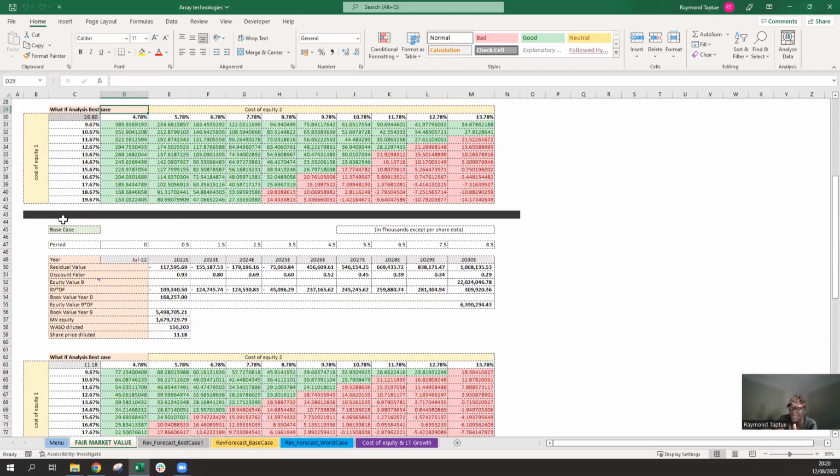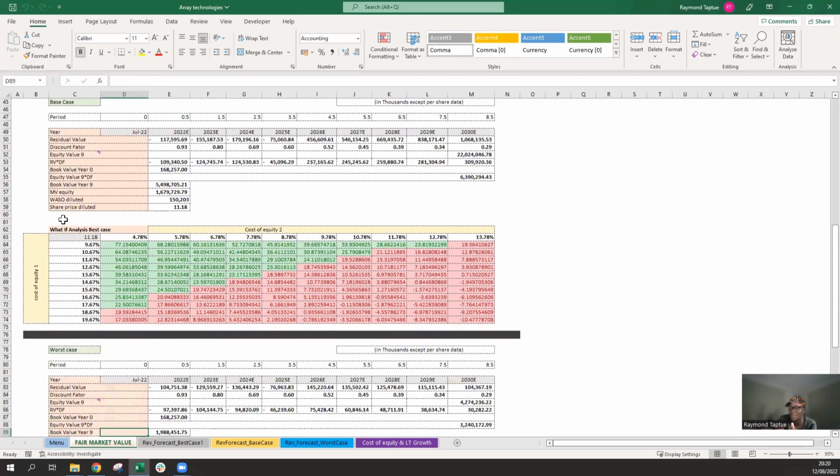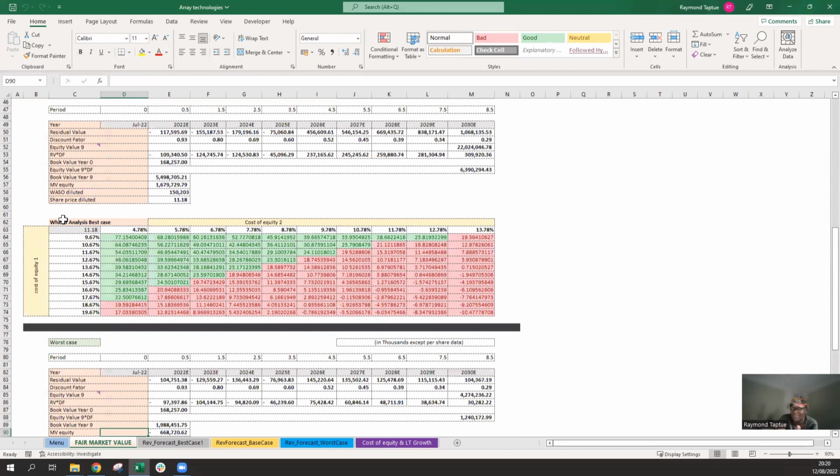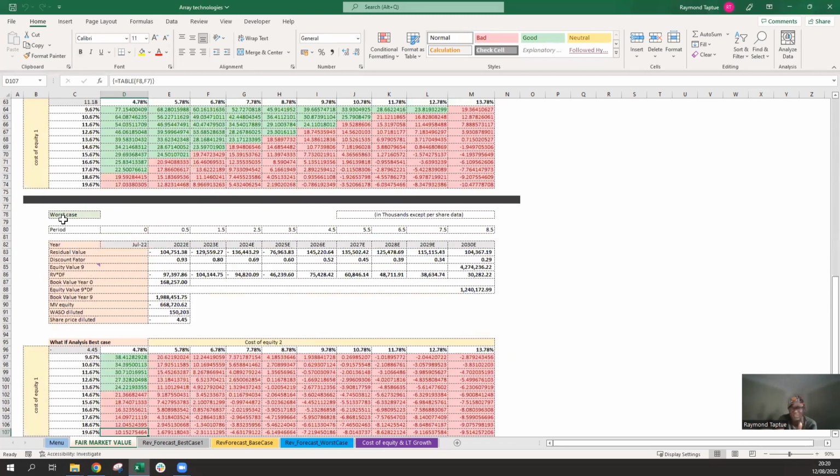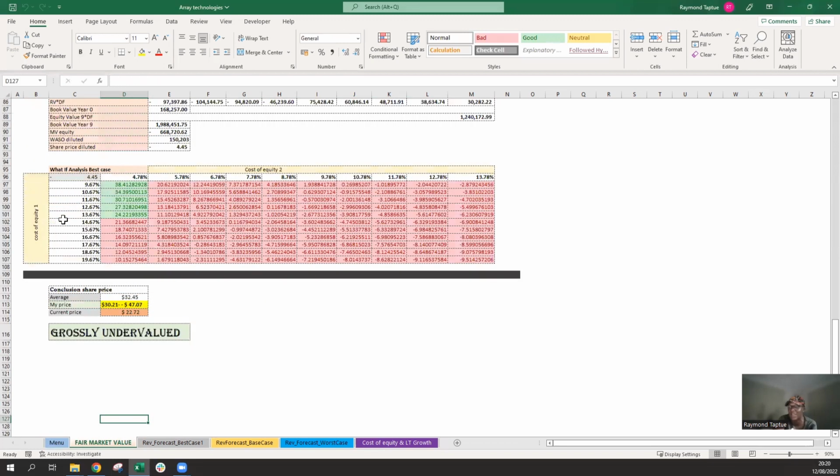Under the best case scenario, I will sum all of this. I will determine the average price under the best case scenario, the average price under the base case scenario, and the average price under the worst case scenario, and using that, I will find about $32.47 to be the average price.